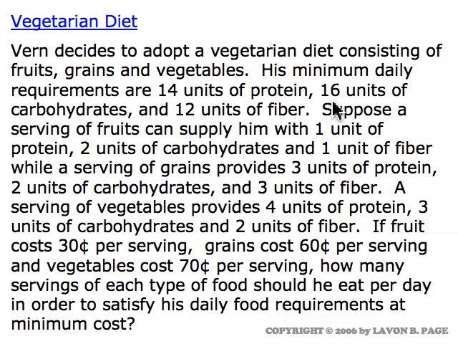We have minimum daily requirements for protein, for carbohydrates, for fiber. We have data on what's contained in a serving of fruit in terms of those three nutrients. We have information about what's contained in grains and what's contained in vegetables. So we know about the three foods. We know the cost information. Fruit costs 30 cents per serving, grains 60 cents, vegetables 70 cents. And the bottom line is, as I indicated, how much of each type food should he eat in order to minimize the cost of the diet, and what would the cost be.